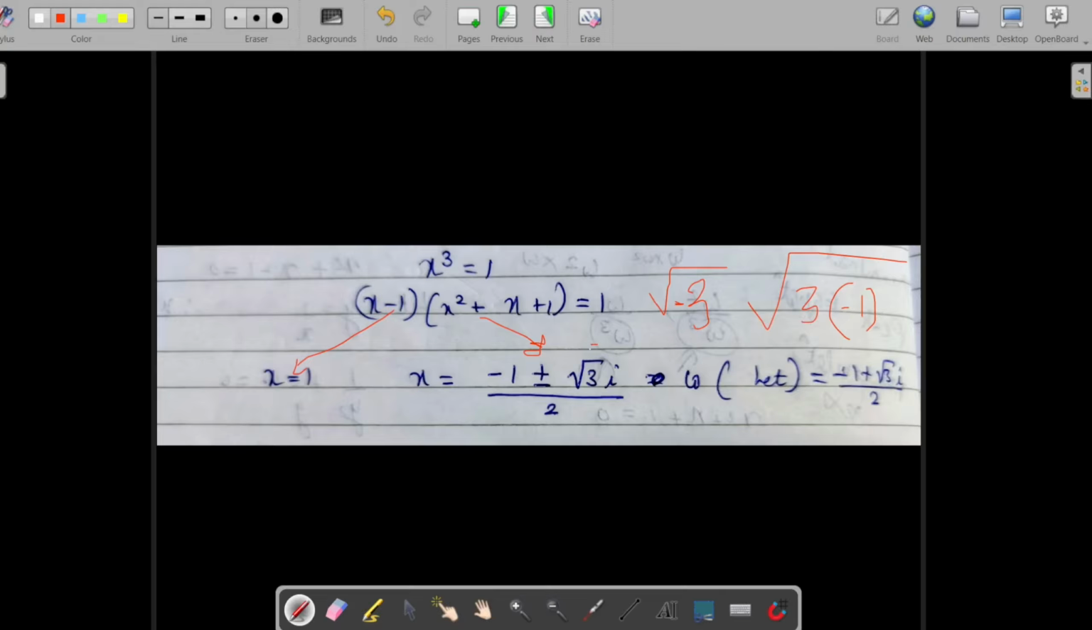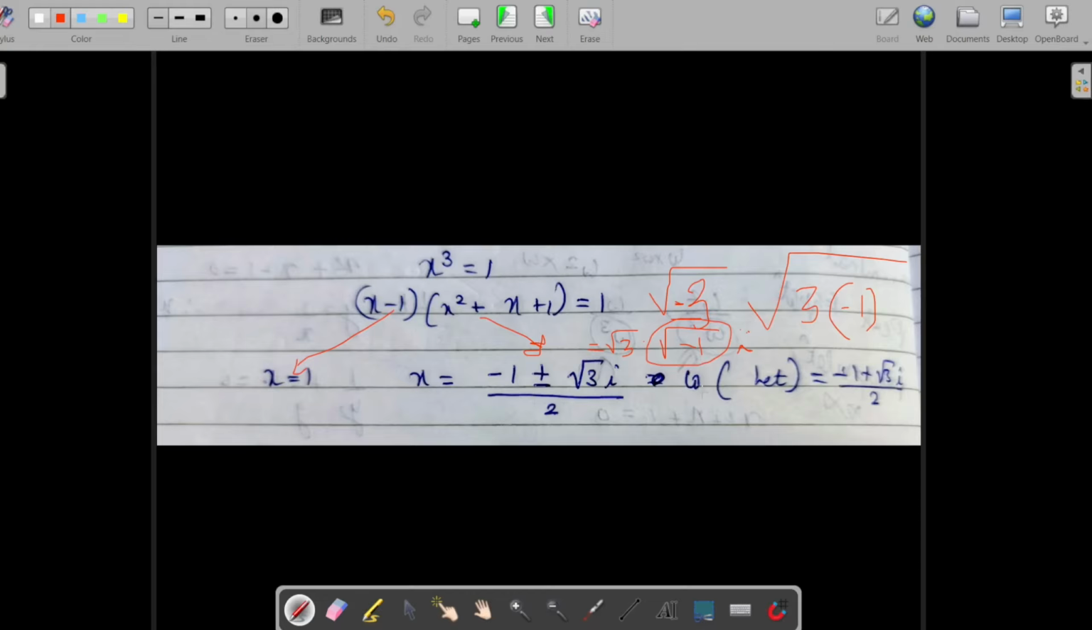Then you can write this as under root of 3 into under root of minus 1. This under root of minus 1 is something we take as i. So it just becomes plus minus root 3 i. So the three roots are x is equal to 1 and x is equal to minus 1 plus minus under root of 3 iota by 2. i is just a number we use. This is what complex number is, right? i is used to denote under root of minus 1.